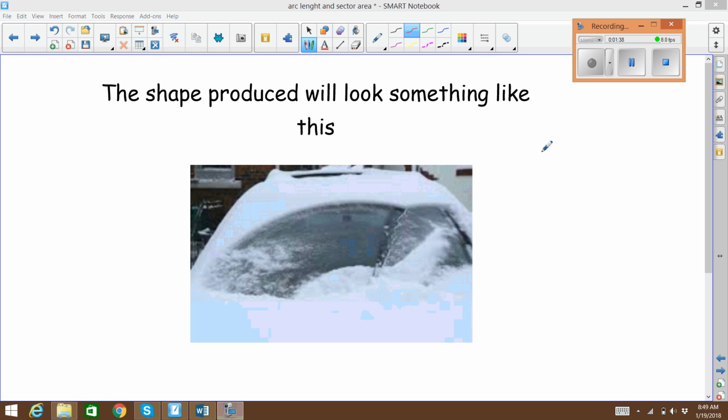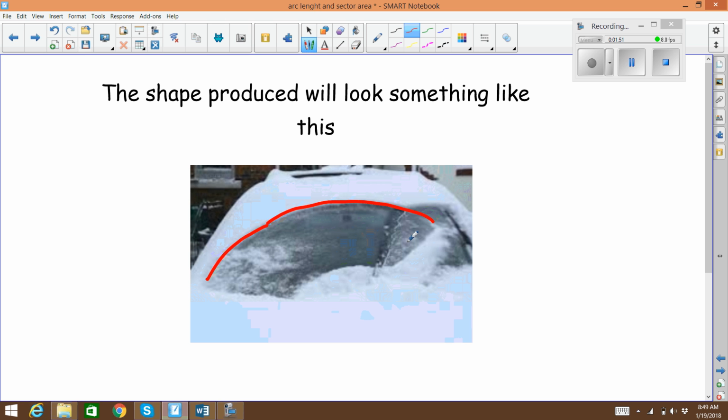In case you had a difficult time picturing what it would look like, you get this sort of shape, as the wiper goes, and it's only going 140 degrees. That might be a 140-degree angle. You have to figure out how you would find that area, and how you would find that length and that length.